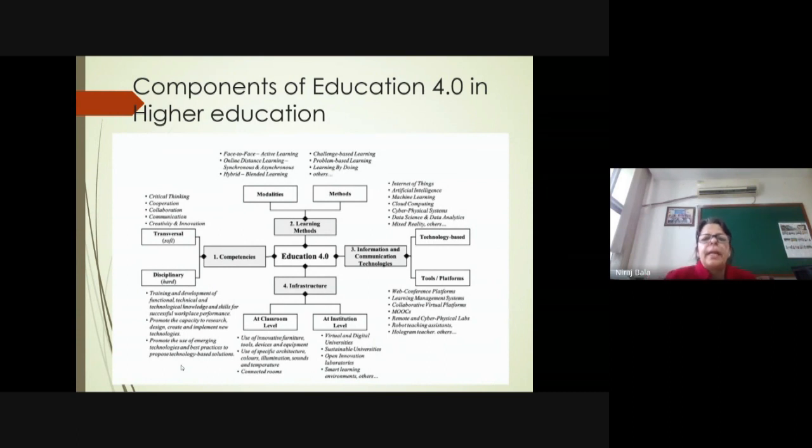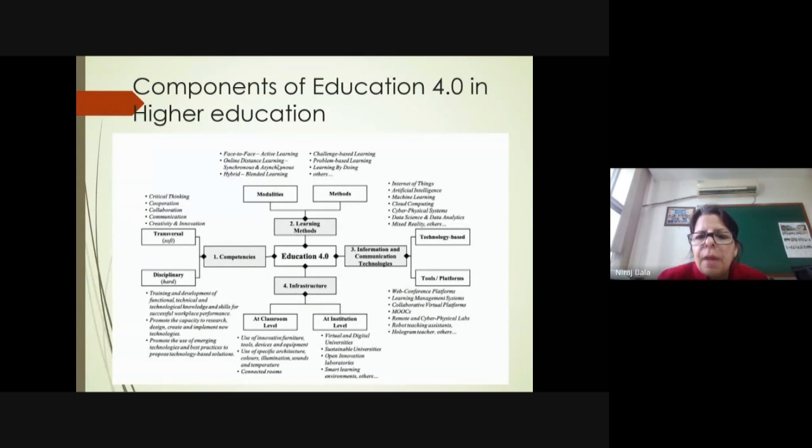Then moving on to the second important component of education 4.0, that is the learning methods. The modalities and methods which we use are face to face, which has been used since long, active learning, then online and distance learning, then hybrid blended learning, challenge based learning, problem based learning, learning by doing, and others. Like one of you also told us that we should have problem based learning, and ma'am was telling us about experiential learning. So these are the methods which are part of education 4.0 for the education system.